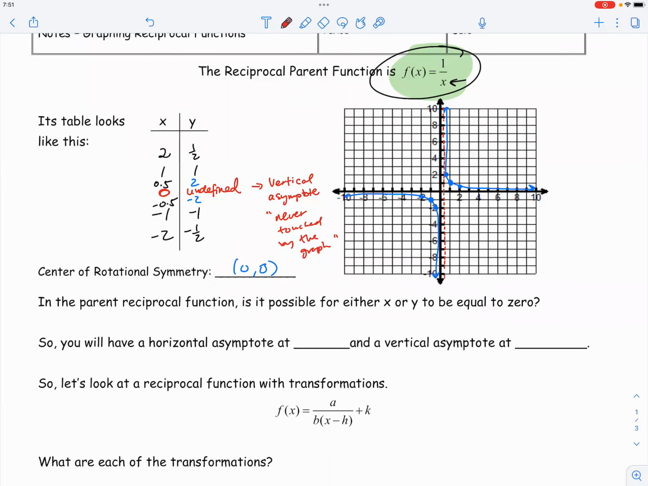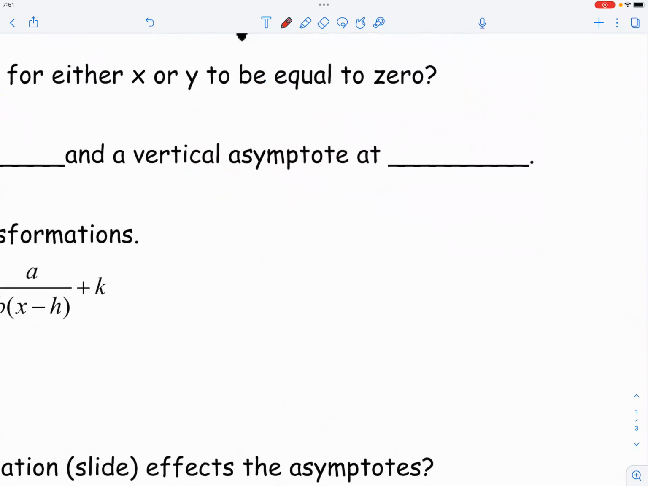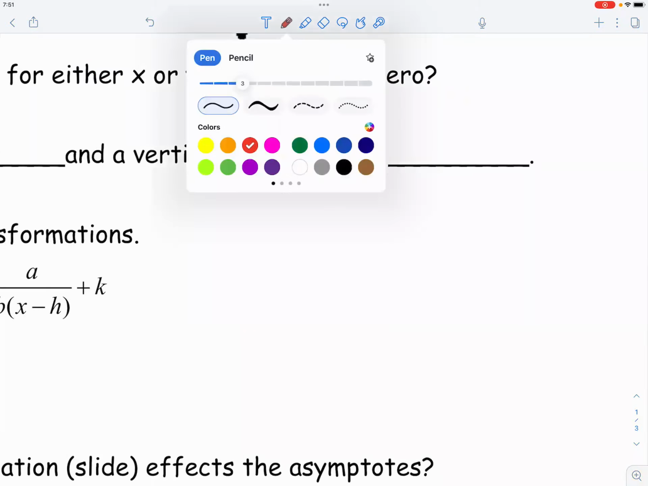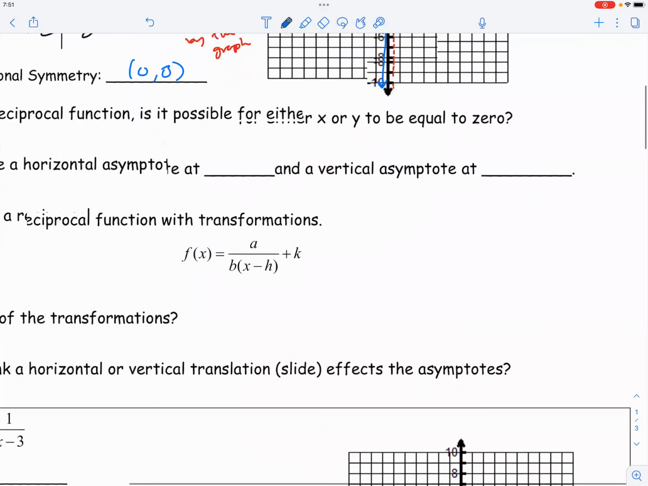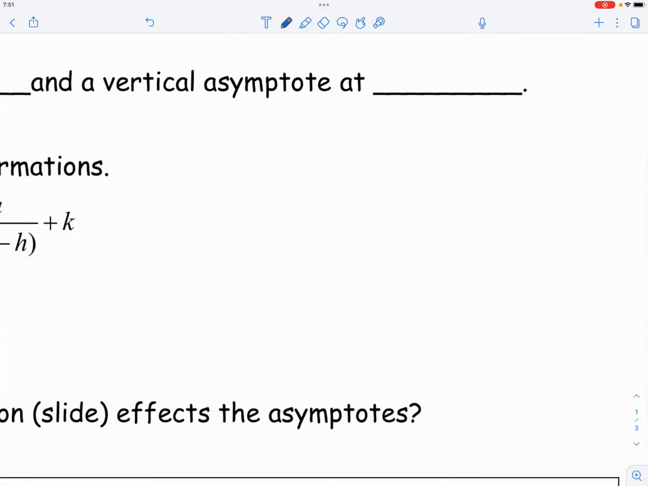Then now, what the heck is horizontal asymptote? Okay. So if I could ask you to do this little space right here, go ahead, write this down. What is horizontal asymptote?